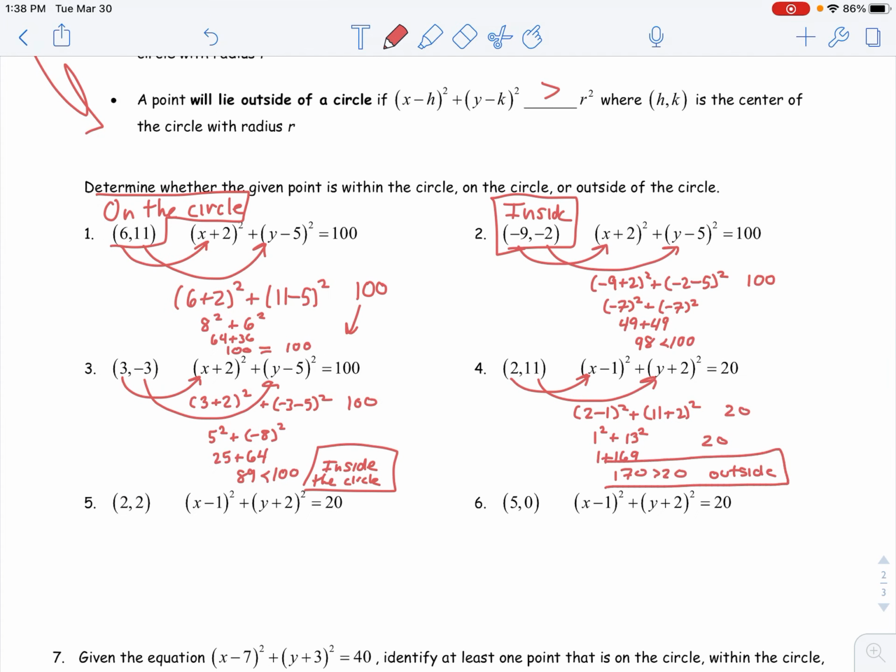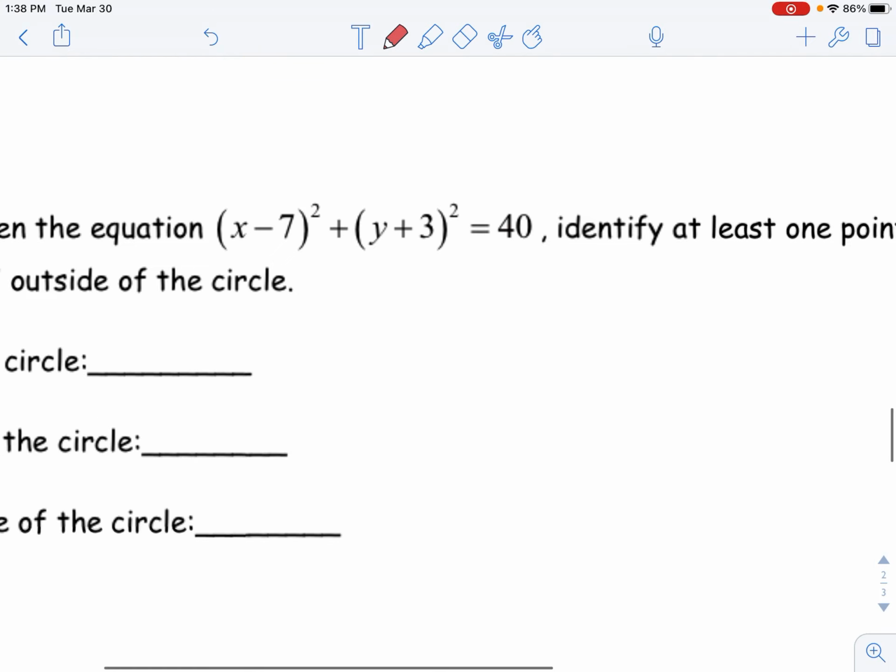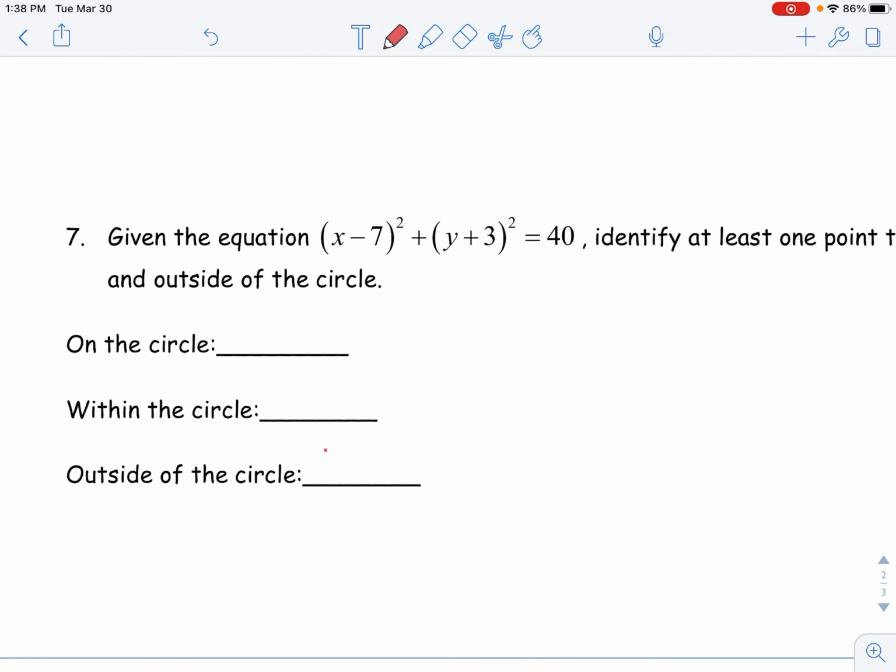All right. We're going to skip the next 2 problems because ain't nobody got time for that. What we're going to do here is, given the equation of a circle, identify at least one point that is on the circle, within the circle, and outside the circle. So outside the circle is the easiest one. We have to pick a point that's not going to lie within it. I'm just going to pick (999, 998). I'm pretty confident that if I plug these into this equation, it will be bigger than whatever 40 is.